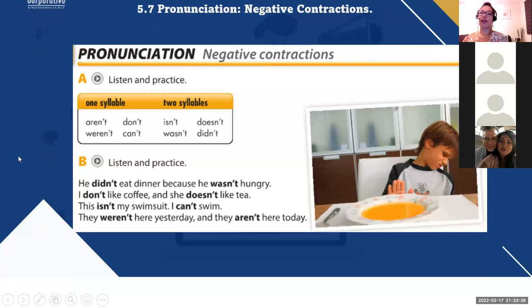Next thing that we need to practice is the negative contractions. Let's watch the video when this topic is explained, and then we're going to get back to this in order to practice pronunciation. Okay, I think I didn't share. I'm sorry.